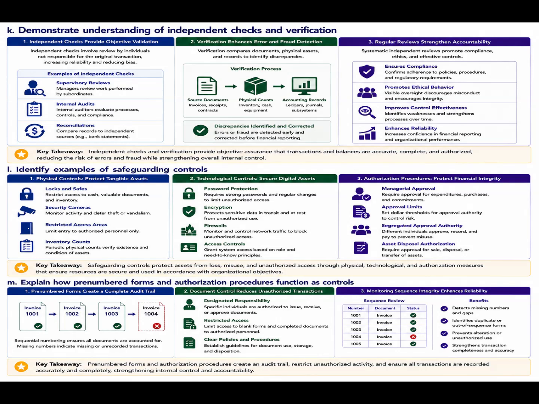Sequential numbering of invoices, checks, and purchase orders ensures that all documents are accounted for and missing items are identified promptly. Document control reduces unauthorized transactions. Specific policies designating who may issue, receive, or approve documents prevent improper access and limit opportunities for fraud. Monitoring sequence integrity enhances reliability. Regular review of numerical sequences helps detect omissions, duplication, or alteration, strengthening transaction completeness and accuracy.